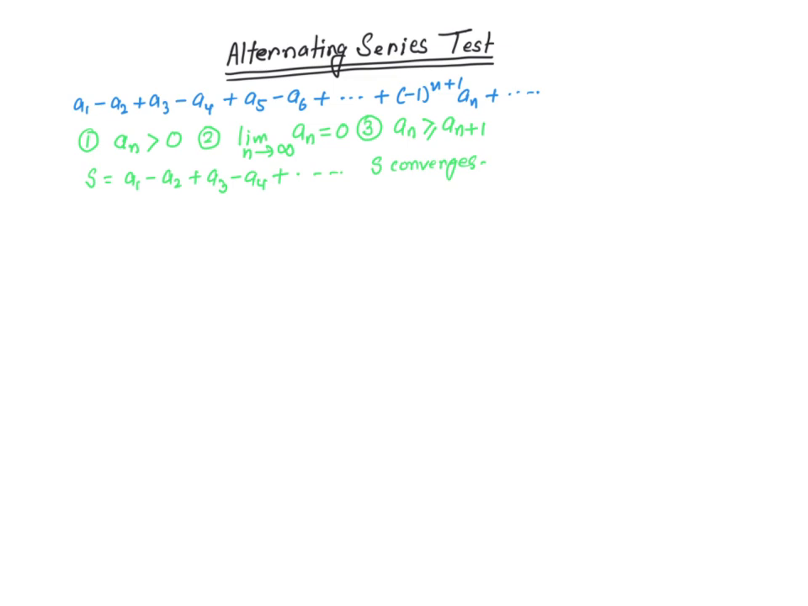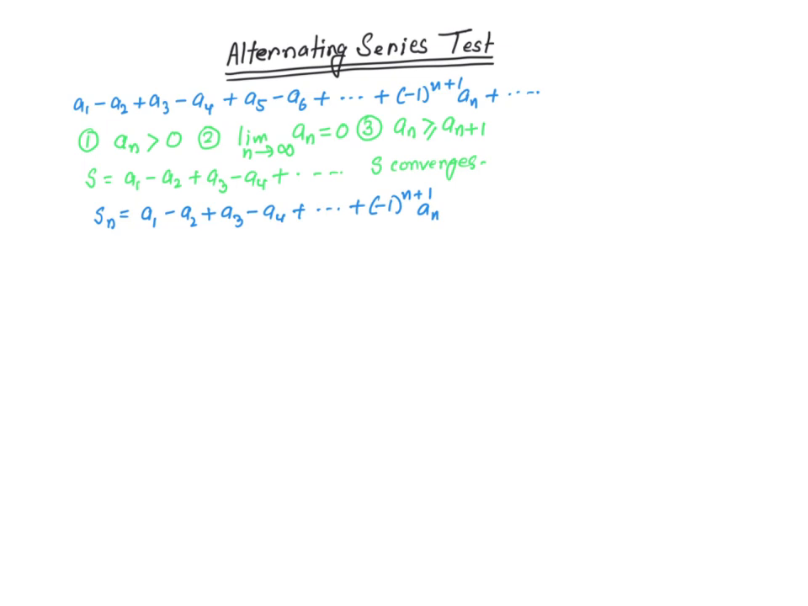We are going to create a sequence of partial sums, as you know how partial sums are defined. Let me just remind you in case you forgot, S_n is equal to a1 minus a2 plus a3 minus a4 plus dot dot dot plus negative 1 to the power n plus 1 times a_n. That's the partial sum.